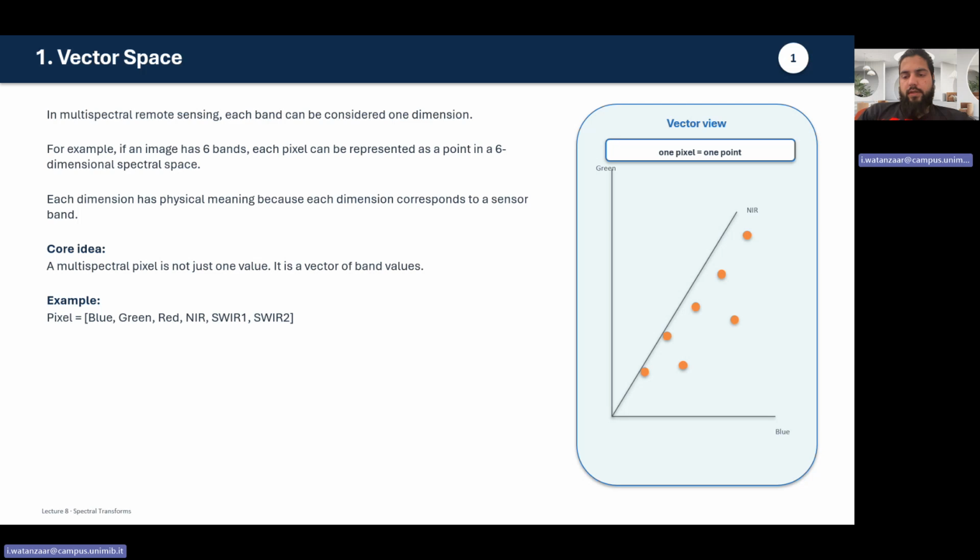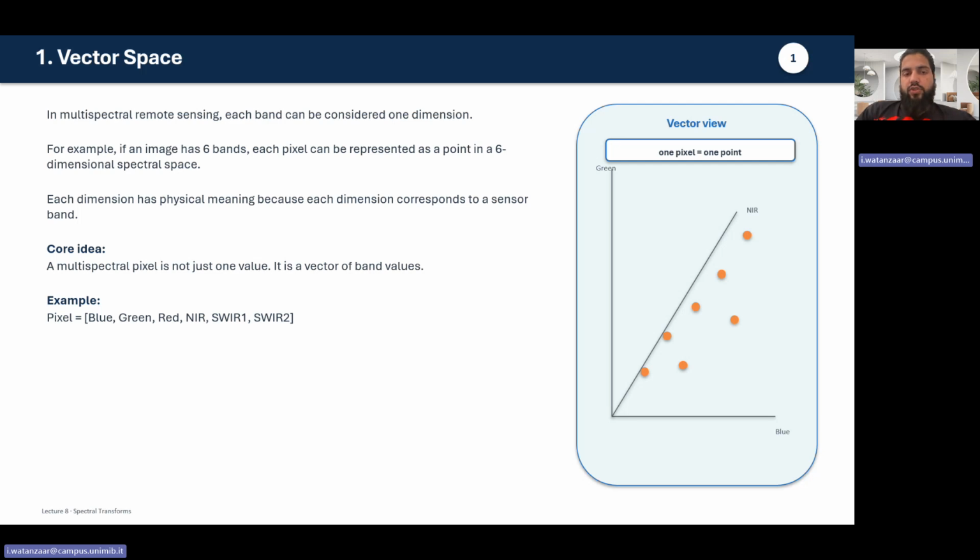In multispectral, as this is the spectral transform, we should know about them. So far, we have discussed multispectral and hyperspectral multiple times. In multispectral remote sensing, each band can be considered as one dimension. We have multiple bands, and each band represents a single dimension. For example, if an image has 6 bands, each pixel can be represented as a point in a 6-dimensional spectral space. So we can say this image is a 6-dimensional spectral space.